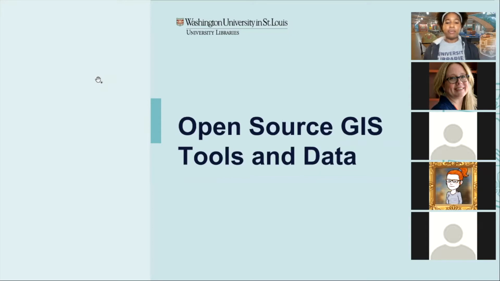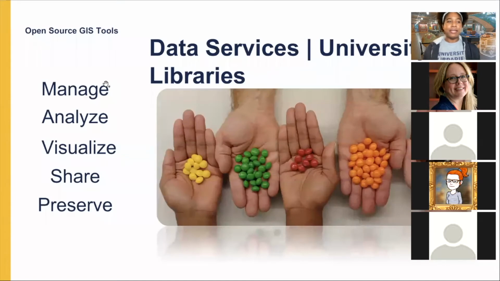This workshop will be on open source GIS tools and data. My name is Doris Scott, and I am the social science data curator and the GIS librarian. I meant to flip that, but anyway. So in data services, we essentially bring some kind of organization for your data. So we go from having it being messy to clean data, as you see here.